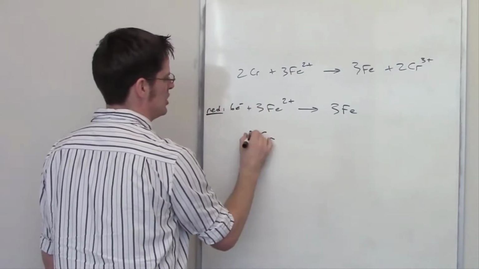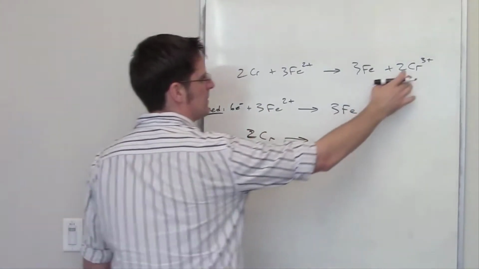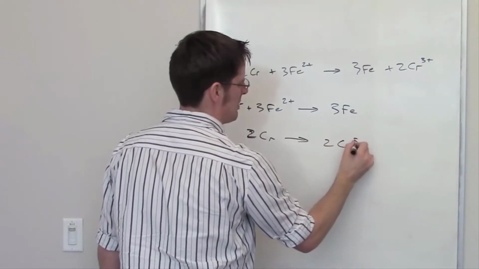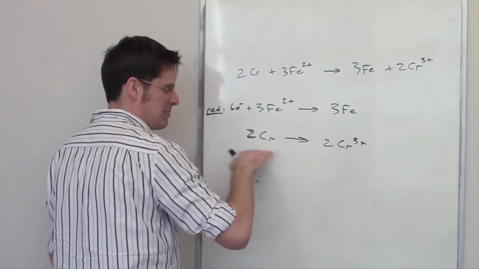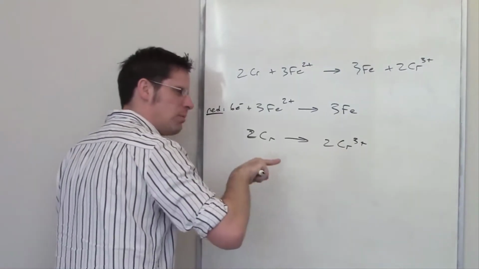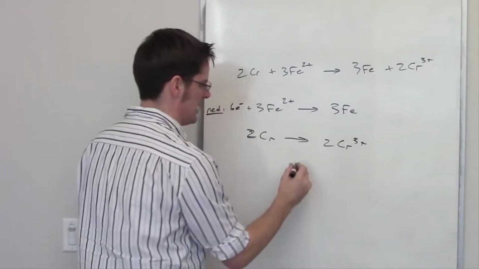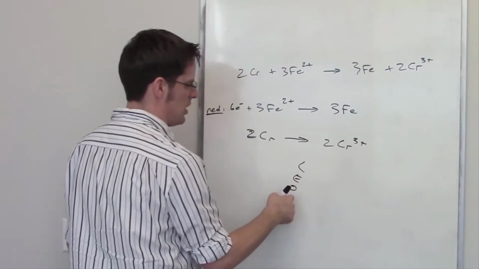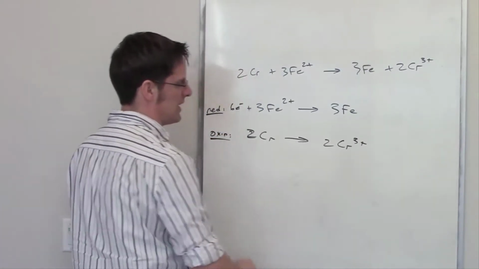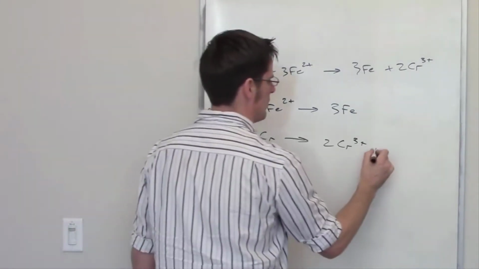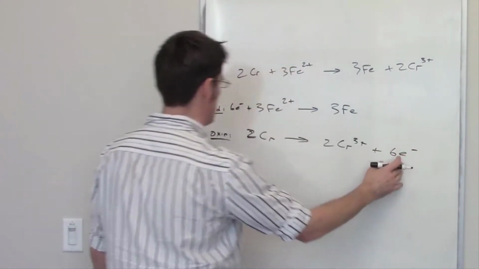I've got chromium, 2 of them, being transformed into 2 chromium 3+ cations. Well, this is going from chromium 0 to chromium 3+, which means it's becoming more positive, which means it's losing electrons. Losing electrons is oxidation, so this is my oxidation step. Where do I throw those electrons down? Well, I'm going to have to throw them down over here. So I've got 6 electrons right there.